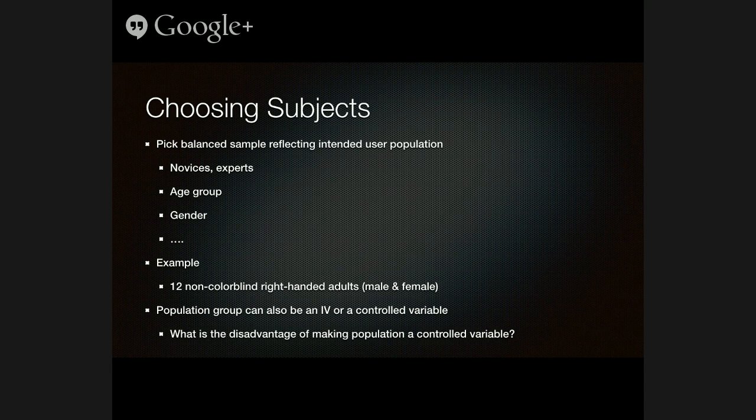So anyway, if you go and you pick 12 non-colorblind right-handed adults, male and female, you have controlled for handedness, you've controlled for color blindness, and you've let randomness take care of gender balance, things like that. Population group could be purposely varied, or it could be controlled. So you could say, I'm going to run this all with 20 to 25-year-olds. What's the disadvantage of controlling your population too carefully? Yeah, you're just hurting your generalizability, basically.